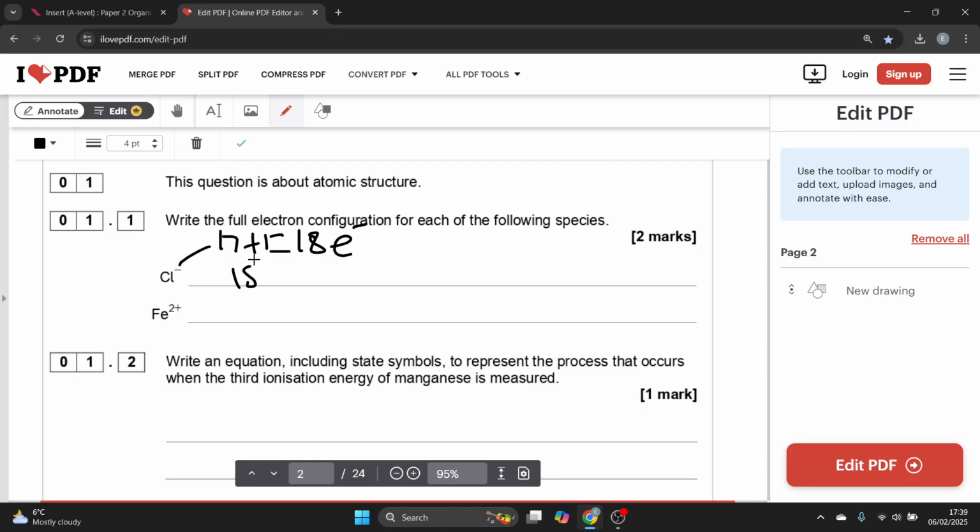Now, I can do this: 1s2, 2s2, 2p6, 3s2, 3p6. I think that's too much, so let's count. 4, 10, 12, 18. Nope, that's just perfect.